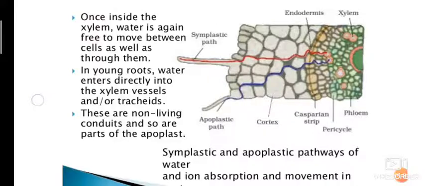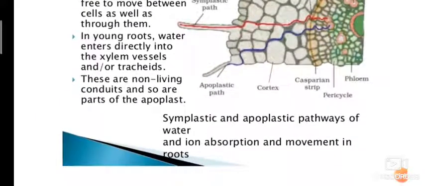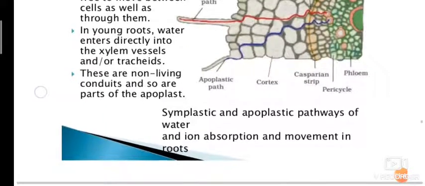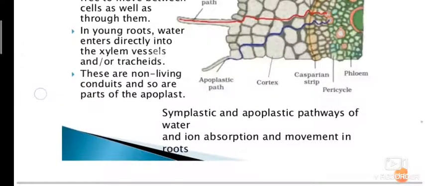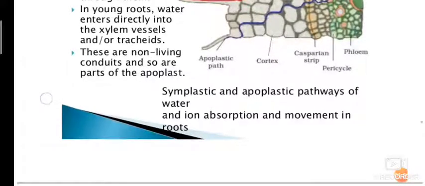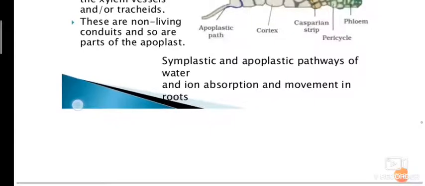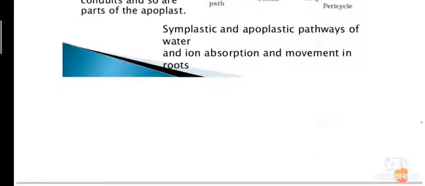Once inside the xylem, water is again free to move between the cells as well as through them. In younger roots, water enters directly into the xylem vessels and or tracheids. These are non-living conduits and so are part of the apoplast. Symplast and apoplast pathway of water and ion absorption and movement in roots.